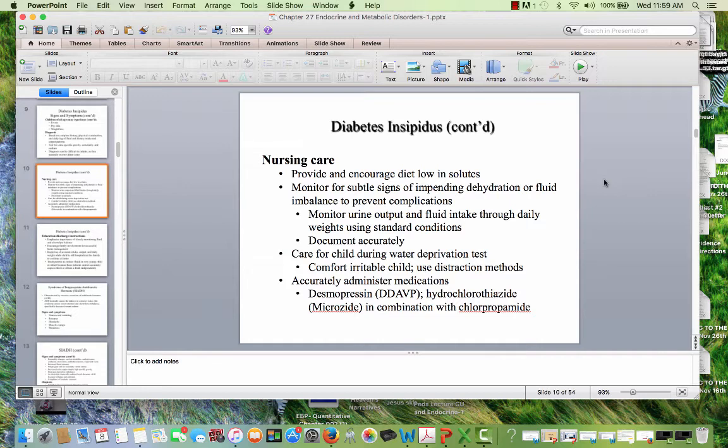But you do want to provide and encourage a diet low in solutes. And basically, you also want to monitor for subtle signs of impending dehydration. Dehydration is the biggest thing. Dehydration is a critical effect of diabetes insipidus in the kids, and severe dehydration can occur very quickly, more so if we think about it in the younger kids, so infants and toddlers. And so we need to increase fluids as soon as possible, so you'll see these kids getting frequent boluses of fluids.